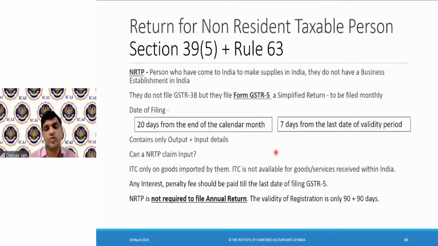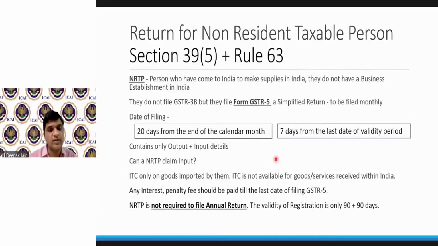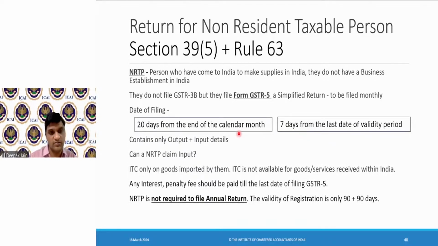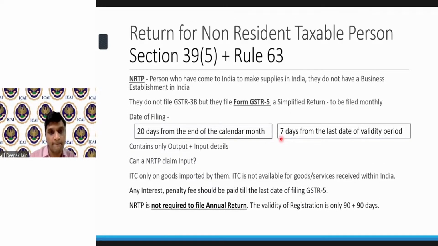No, but good question, Vaishali. This is whichever is earlier. So if you see this GSTR 5, it says that it has to be filed within 13 days or 20 days from the end of the calendar month, or within 7 days from the last day of the validity period of the registration, whichever is earlier. You missed mentioning that the important part is whichever is earlier.